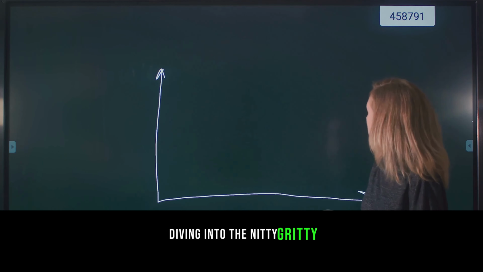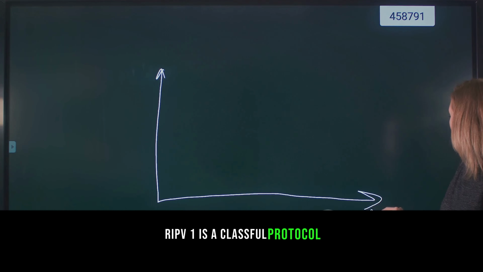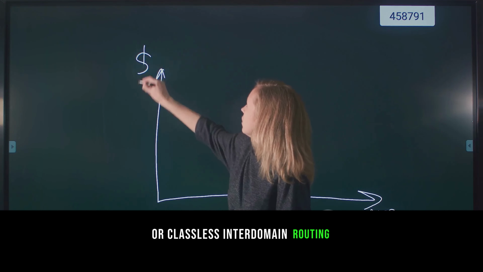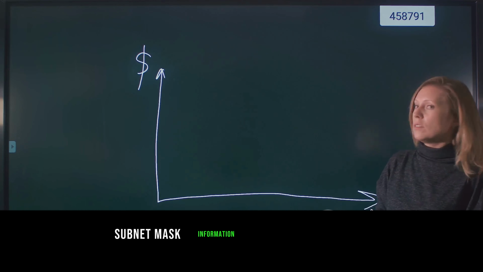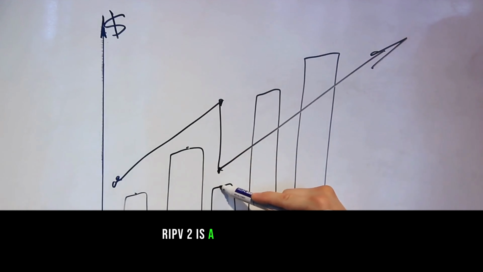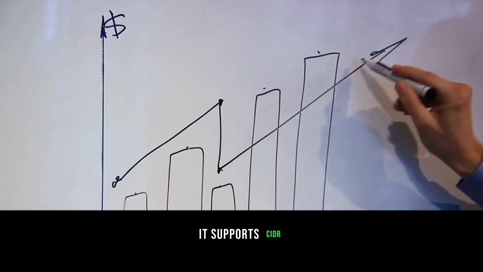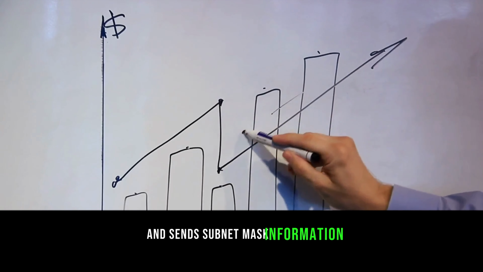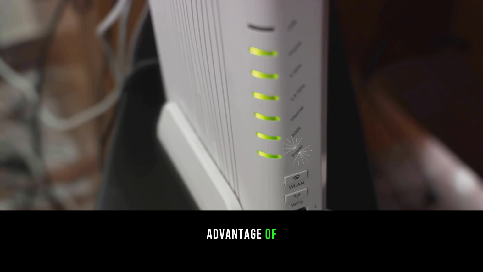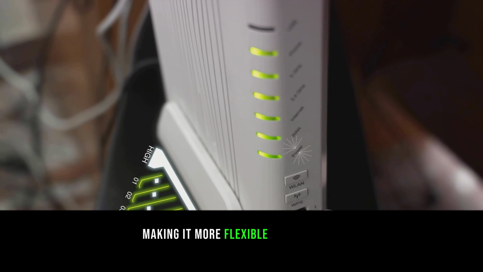Diving into the nitty-gritty, RIPv1 is a classful protocol. This means it doesn't support CIDR or classless interdomain routing, and it doesn't send subnet mask information in its routing updates. In contrast, RIPv2 is a classless protocol. It supports CIDR and sends subnet mask information in its routing updates. This is a substantial advantage of RIPv2 over RIPv1, making it more flexible and efficient in handling complex networks.